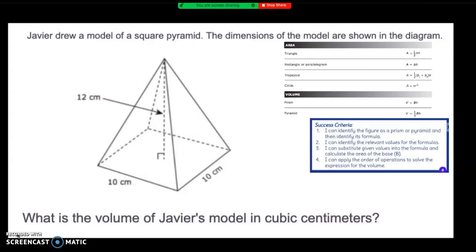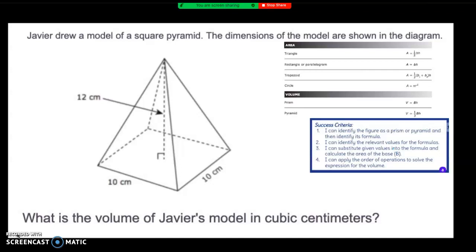Good. Today we're going to continue working on volume. Yesterday we started working with rectangular prisms, and today we're going to continue, except this time we're going to focus on rectangular pyramids. Okay, so I'm going to start by reading the problem to you first.